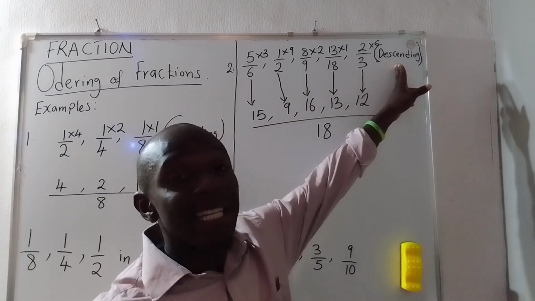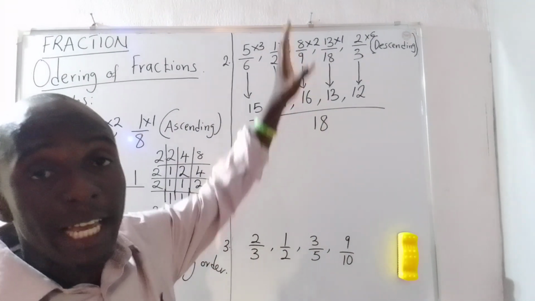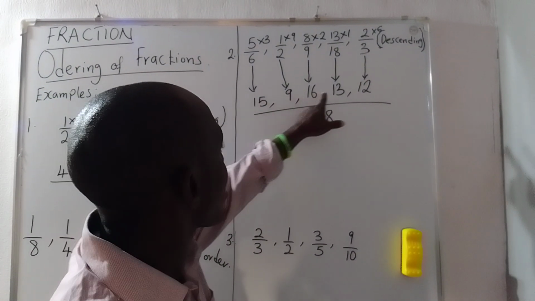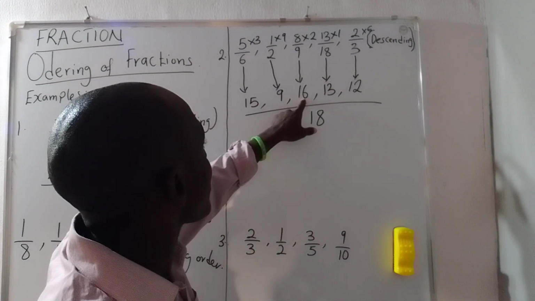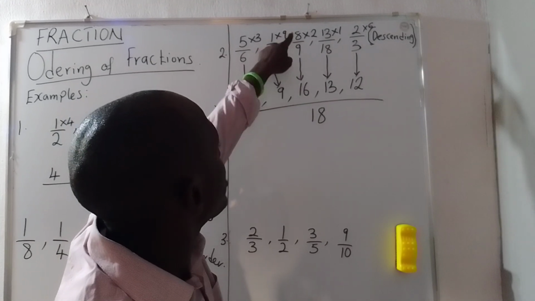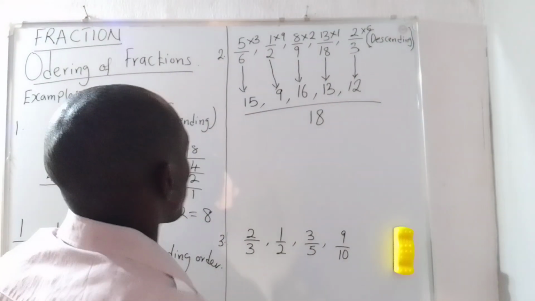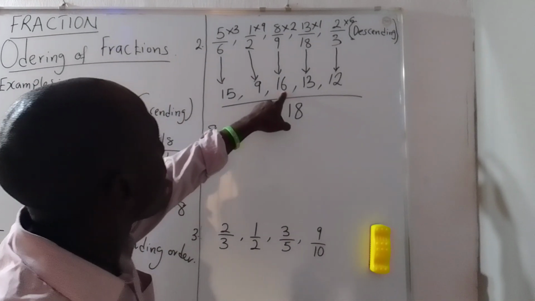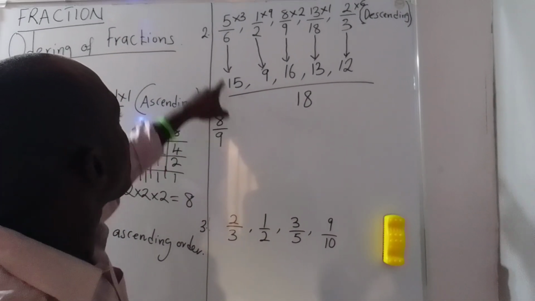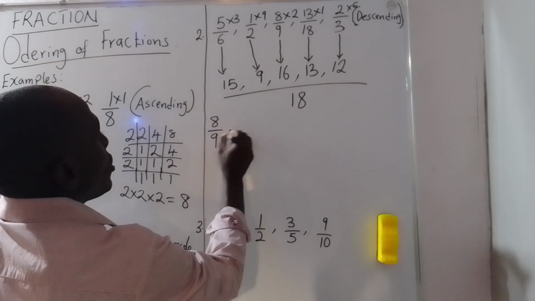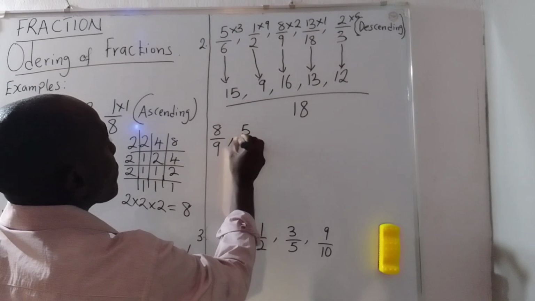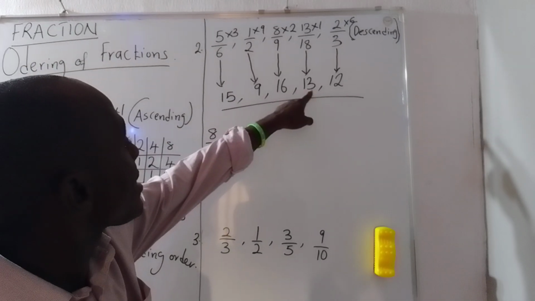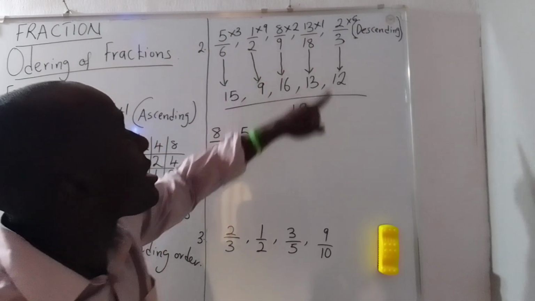This question is talking about descending order. That means from the biggest number to the smallest number. So let's look at the biggest number among these answers. The biggest number here is 16. So it came from where? 8 over 9. The biggest fraction is 8 over 9. After 16, followed by 15. 15 came from 5 over 6. So the next bigger fraction is 5 over 6. After 15, the next number is 13, which came from 13 over 18.